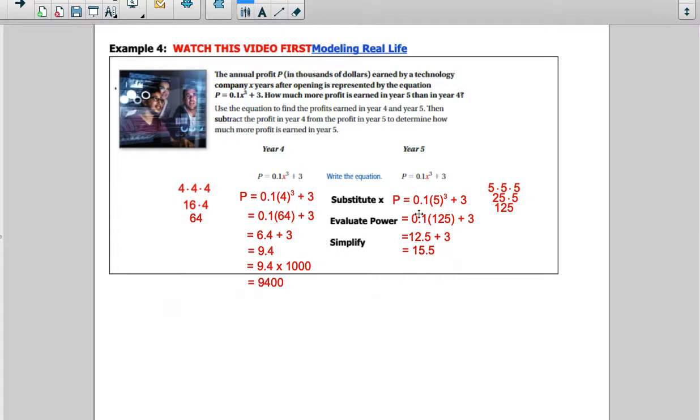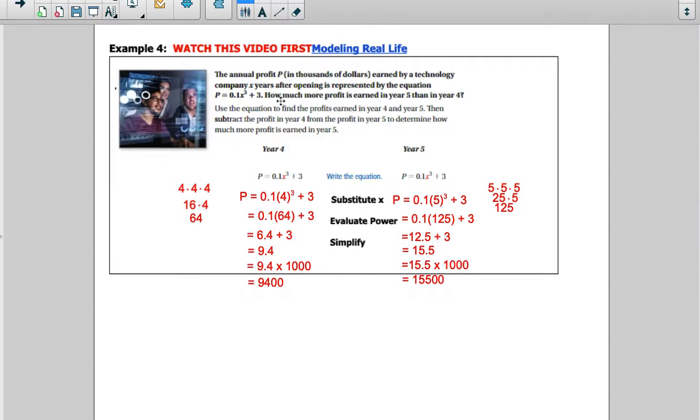Now again, we know that the profit is in thousands of dollars because no one is going to work for 5 years to get $15 worth of profit. So we need to multiply that 15.5 by 1,000, and we end up with $15,500. Okay, that sounds a little bit better, a profit after 5 years. Still not a lot, but it's a small tech company, so we'll give them that.